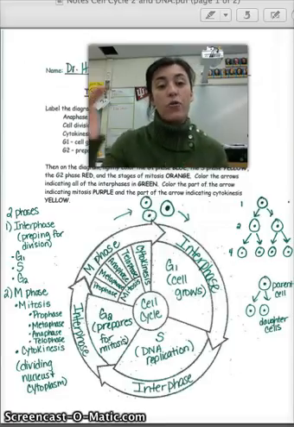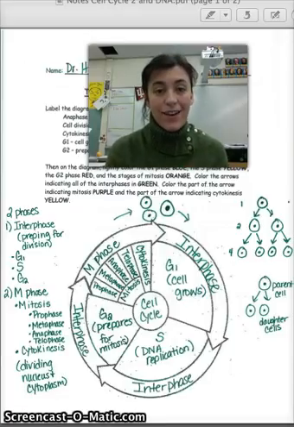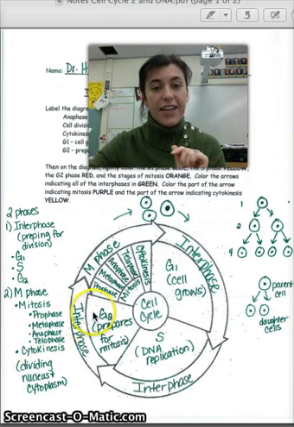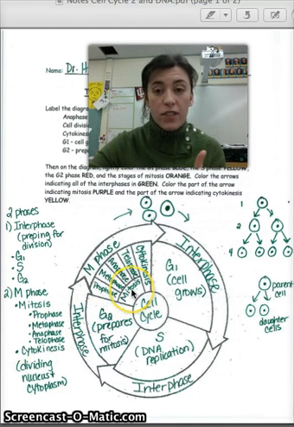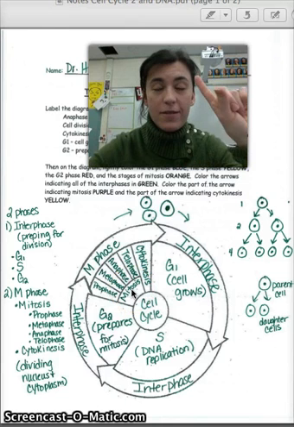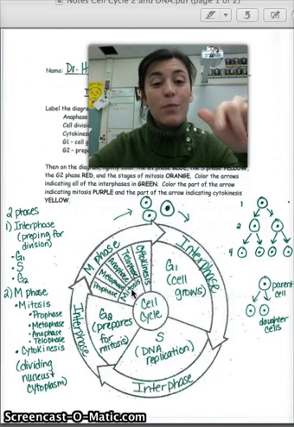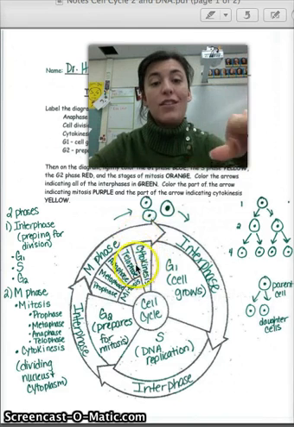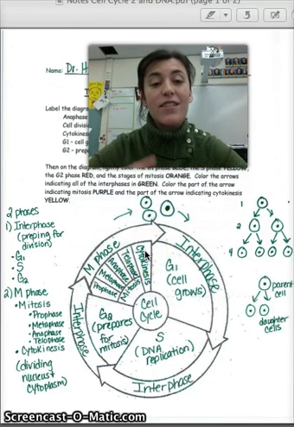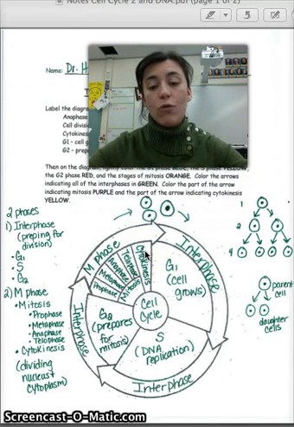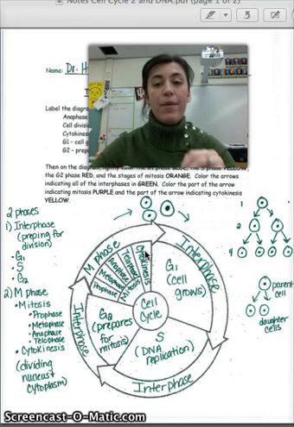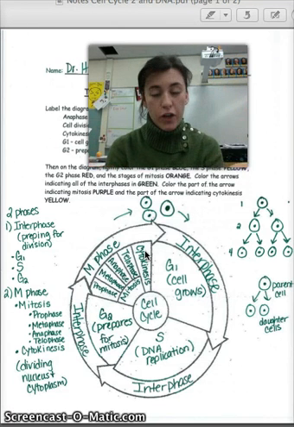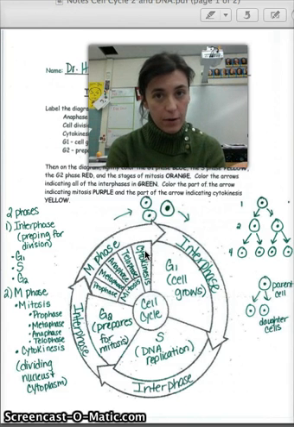M phase can be subdivided itself into two different phases. The first subphase is called mitosis. Mitosis is where you're going to split your nucleus. Then you have the second subphase, which is called cytokinesis. This is where you're actually going to split your cytoplasm. So the actual act of dividing the cell happens in two stages: mitosis first, then cytokinesis. You first split your nucleus, then you split your cytoplasm.